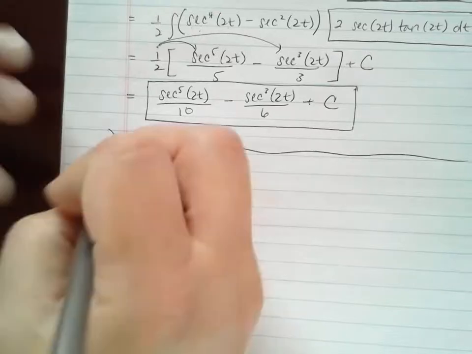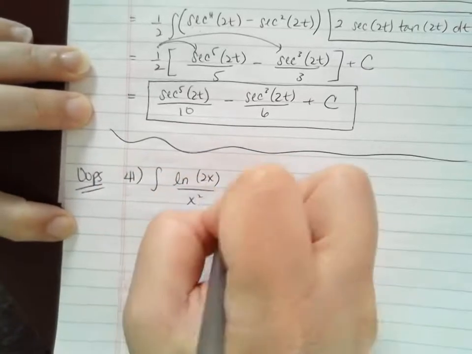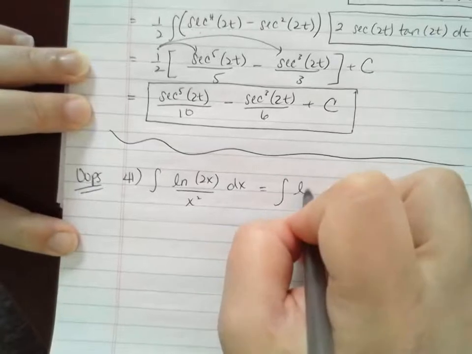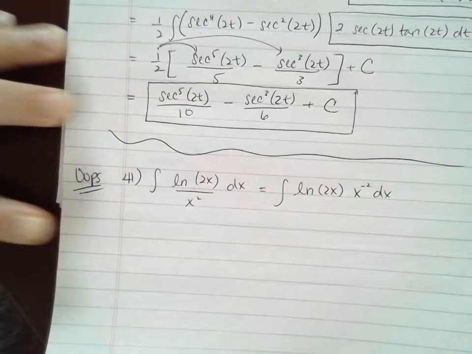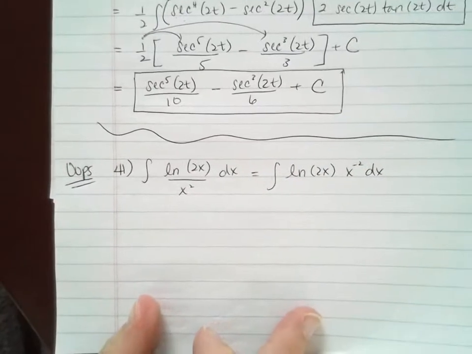So we've got the integral of the natural log of 2x over x squared. Otherwise, you can look at it as the natural log of 2x, x to the negative 2. The reason I bring that up is because if I have the natural log over x, then I know that's just a straight up u sub. But this is a different version of x. It's not just a single x.